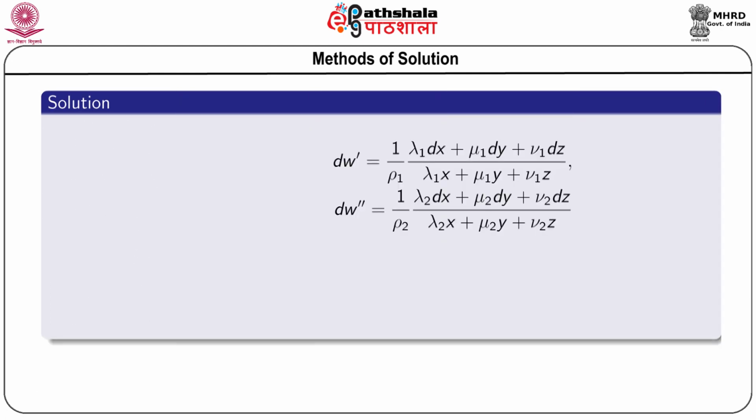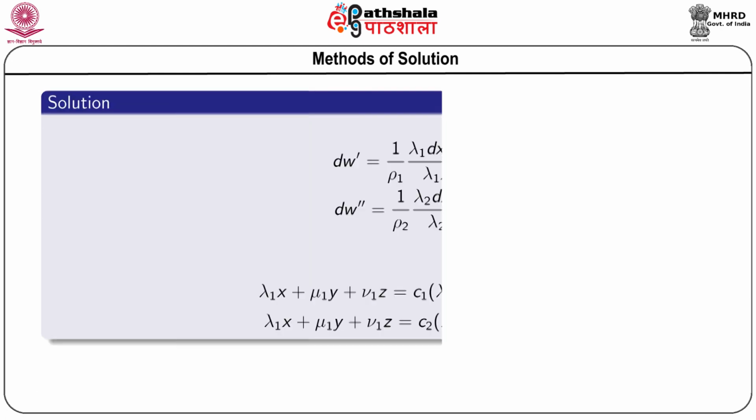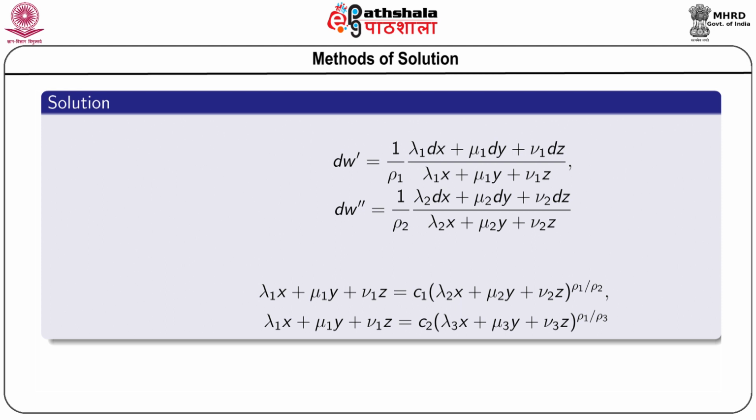So, equating those expressions we will get this relation. If we equate the first two equations we will get an equation of this form, and there will be a third relation corresponding to rho equals rho 3 and lambda 3, mu 3, nu 3. Equating the first one and the third one we will get an equation of a surface like this. Thus, we get two integrals of the given equation. In this way, using method 2, we can solve the given equation.